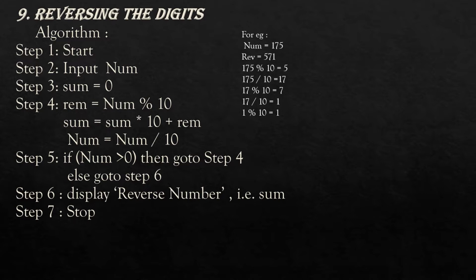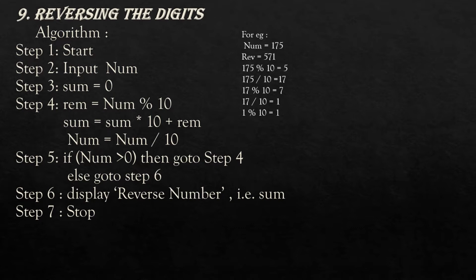Now num equals num divided by 10. 175 divided by 10 will be 17. 17 will be stored in the variable num. The fifth step is we'll check the condition. If 17 is greater than 0, then go to step 4, else go to step 6. Okay, so yes, 17 is greater than 0, we'll go to step 4 again.